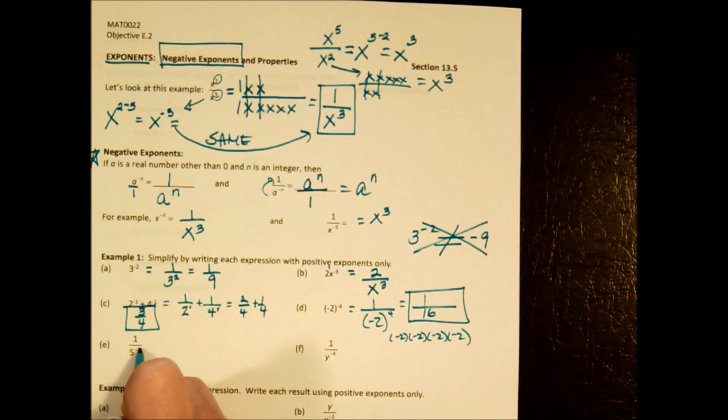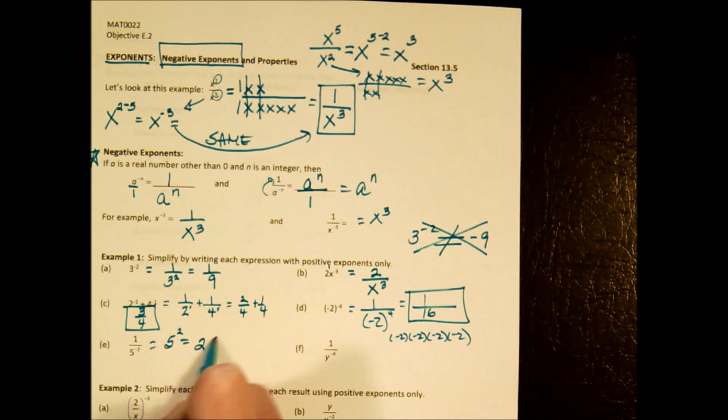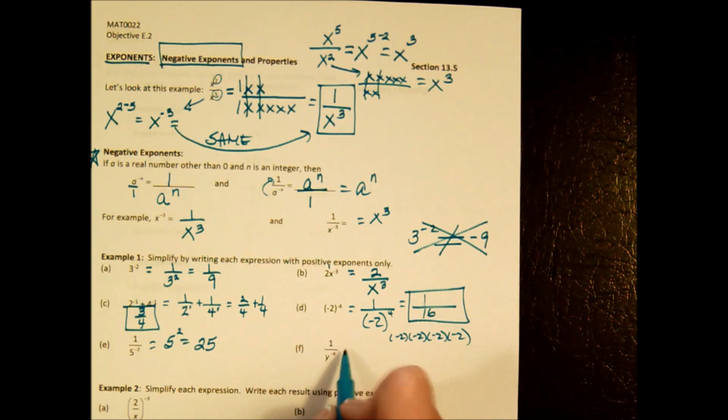Here the 5 is unhappy, so it's going to come up and become happy. Multiply it out, and you get 25. Here the y is unhappy, so it's going to come up and become happy. And it's over 1, but it doesn't really matter.